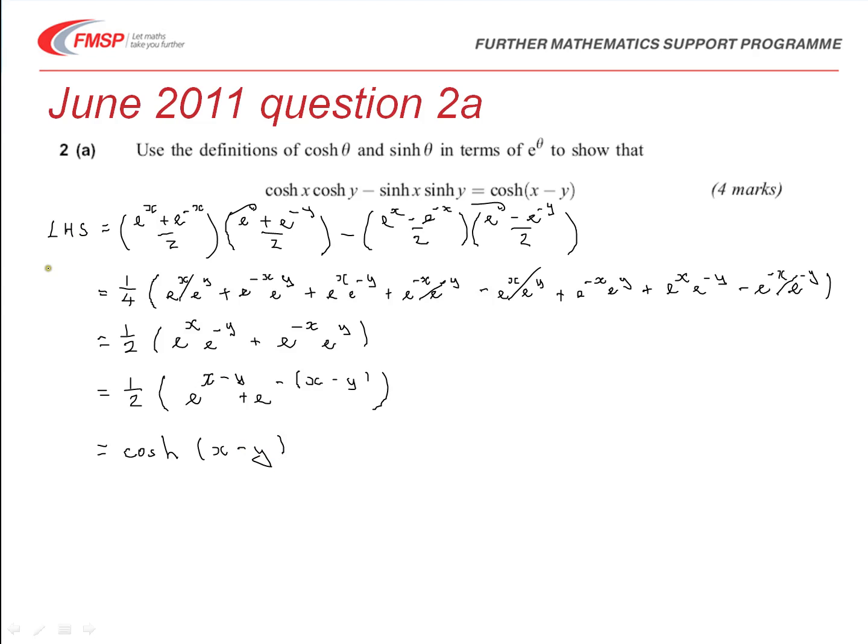Well, 1 for getting this opening statement, applying the definitions of cosh and sinh, you'll get a method mark, and then an accuracy mark for getting the correct statement. To then get a correct expansion, you will then get 1 mark, and then simplifying it down to the correct form for the cosh x minus y, you'll get another mark. So that will give you your 4 marks for that first part of the question.